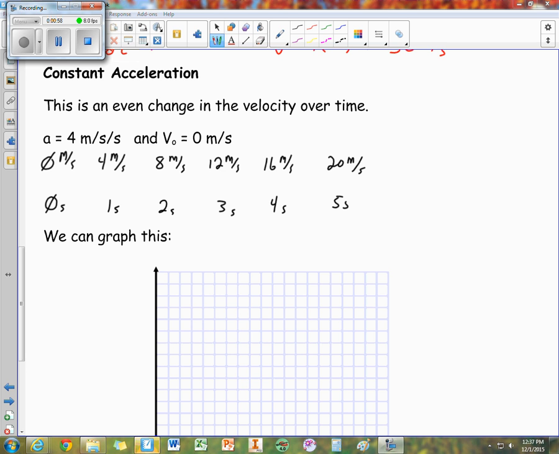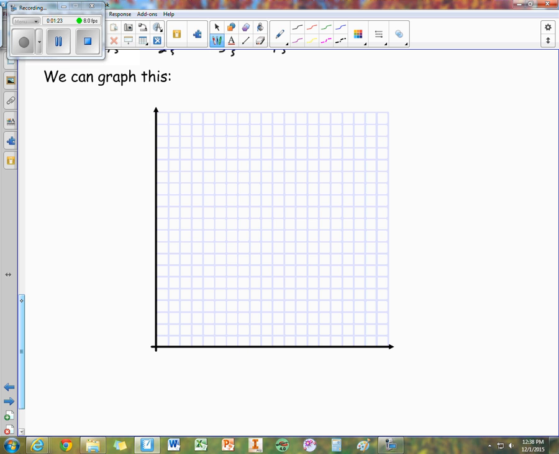So again, hopefully you notice that there's a relationship here. If the acceleration is constant, then for every time interval of 1 second, the object's velocity changes by the same amount. So whether we're going from 1 to 2 seconds or 4 to 5 seconds, the change in velocity is still 4 meters per second. And I also hope that you notice how this is very similar to the constant velocity we discussed in the previous video. So let's go ahead and graph this.